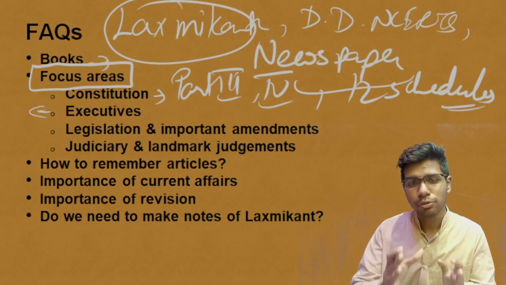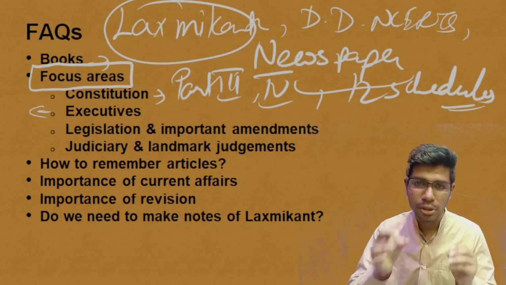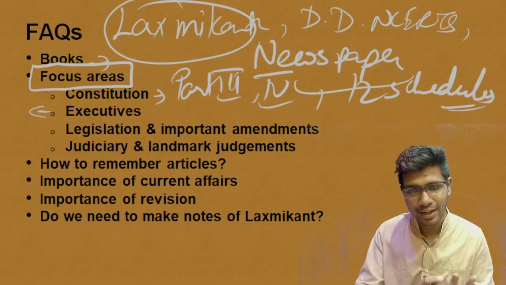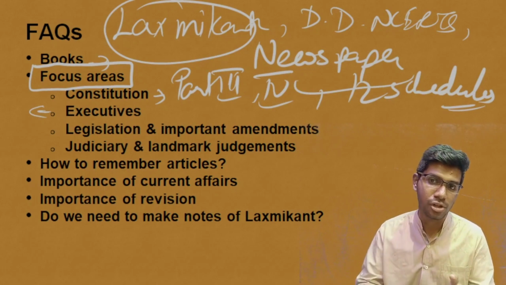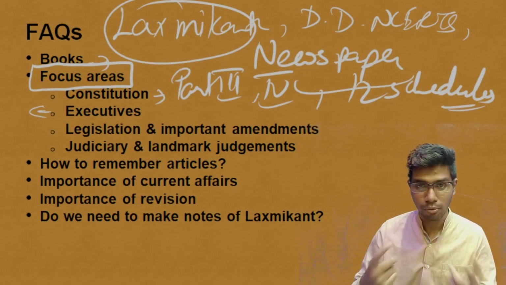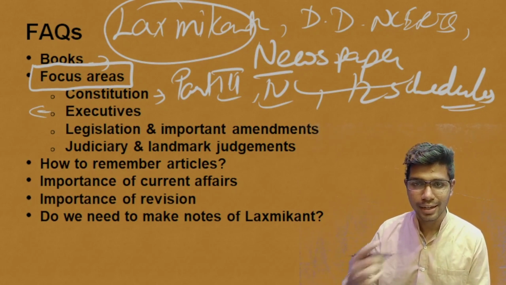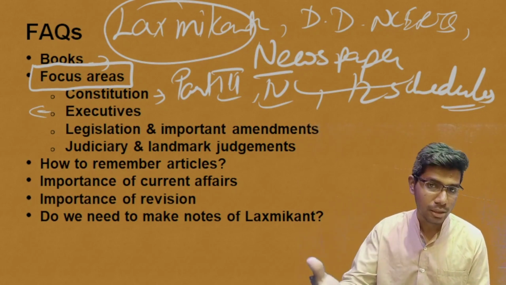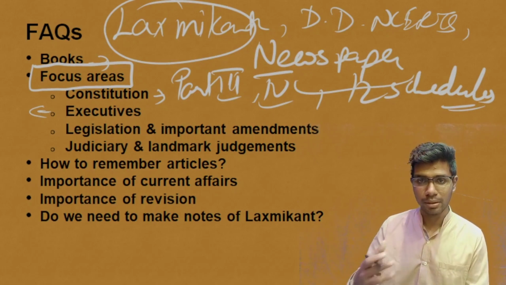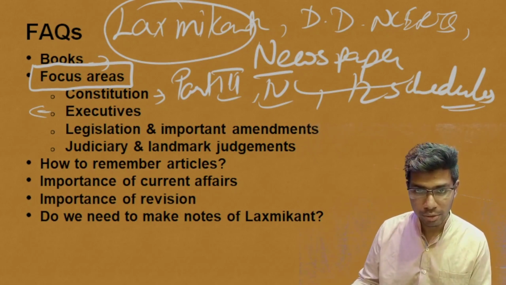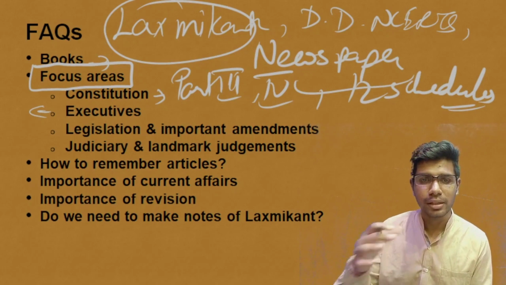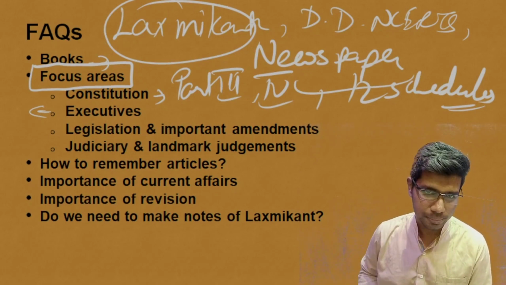Right? You need to know what happened in the 44th amendment. You need to know what happened in the 42nd amendment, or why the 99th constitutional amendment got abolished. Such things you need to know, and constantly brush up your knowledge regarding newer bodies now being given constitutional status. For example, the NCBC got a very new amendment, right? Such things need to be your focus.